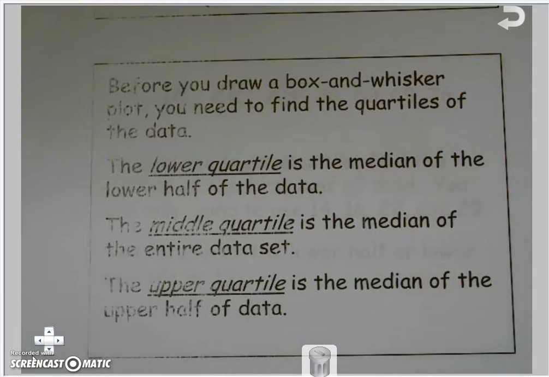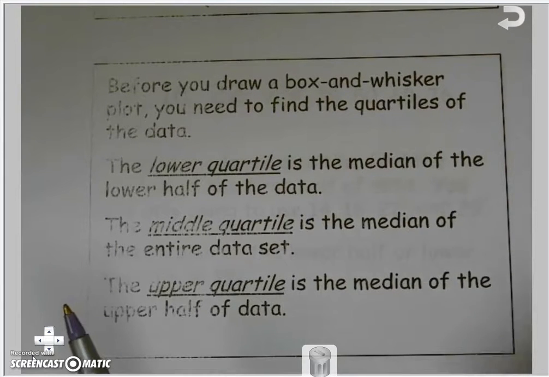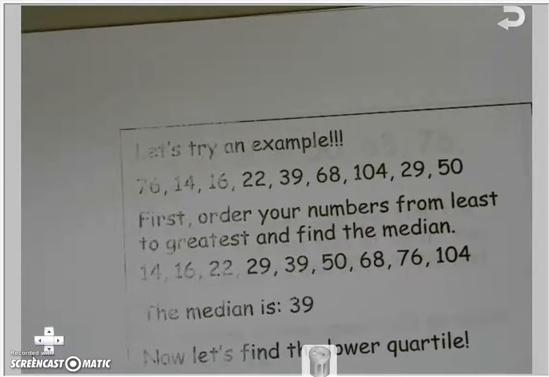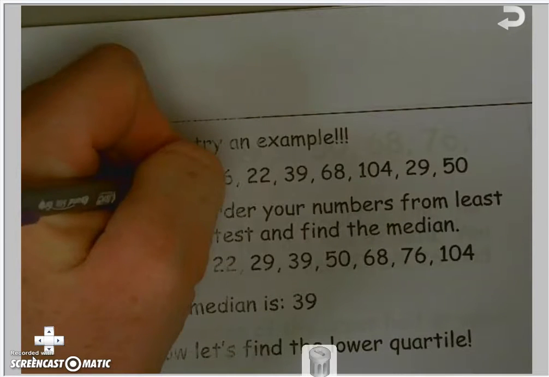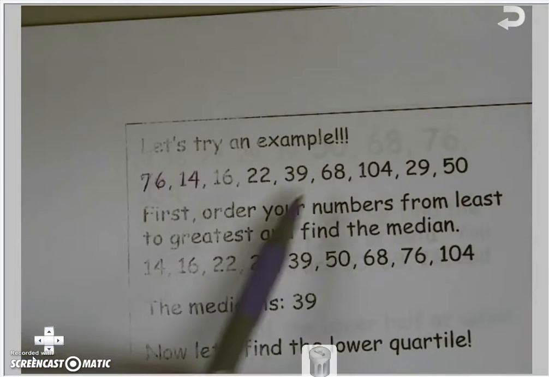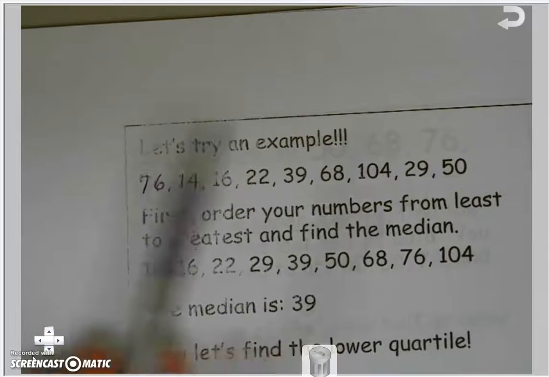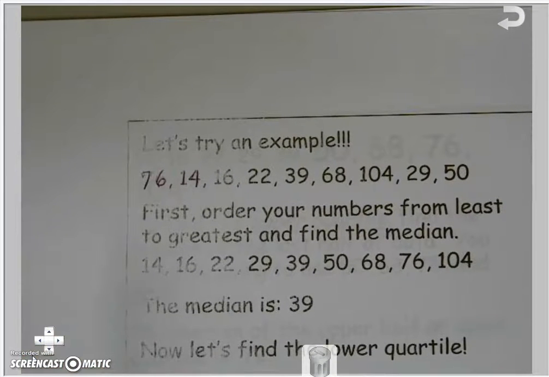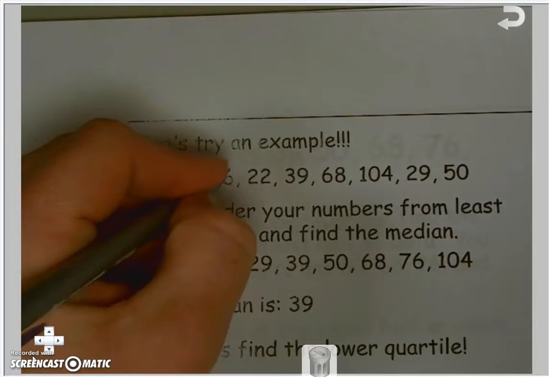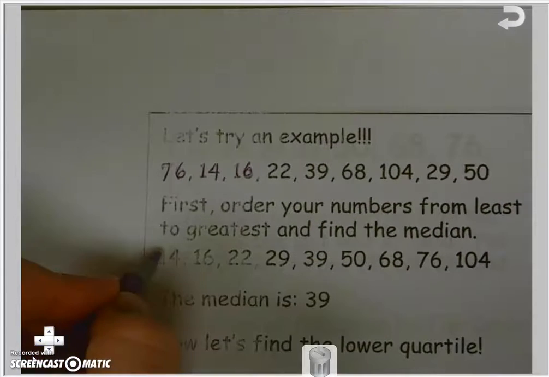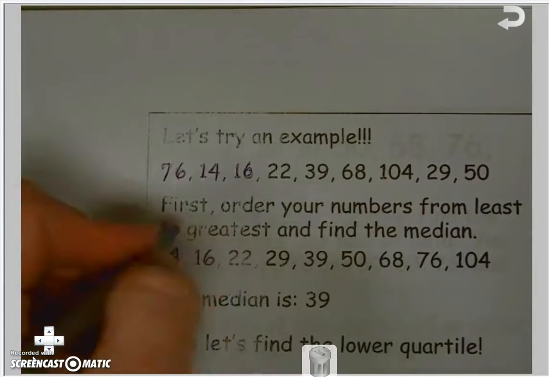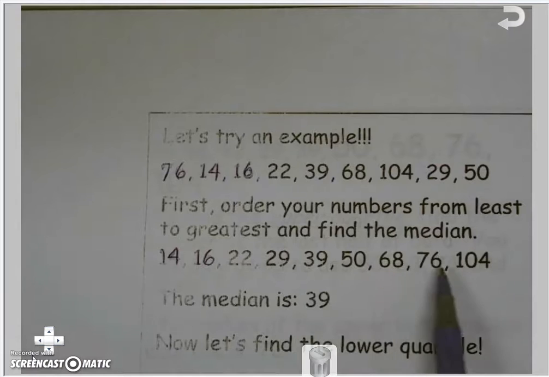So we're going to do an example so that way you understand what I'm talking about with all these quartiles. So here we go. The first example, we have 76, 14, 16, 22, 39, 68, 104, 29, 50. And we want to make a box plot with those numbers. So first thing we have to do is put them in order from least to greatest, or ascending order. So I've done so here. 14 is the smallest number, then 16, 22, 29, 39, 50, 68, 74, 104.